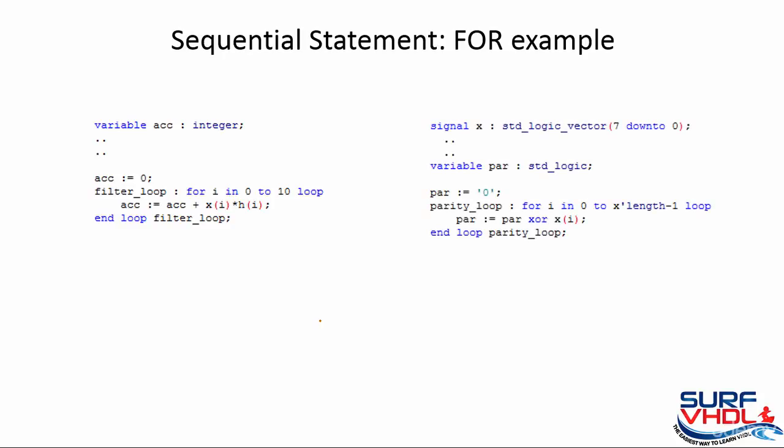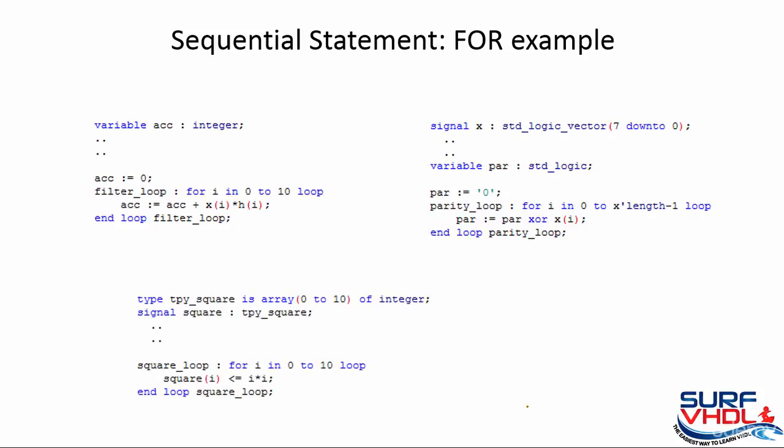This second example implements a simple parity checker. This VHDL code could be implemented in hardware. In this example, we have introduced the attribute length. This attribute returns the length of the dimension of x. In this example, x is declared as a standard logic vector 7 down to 0. The length attribute returns the value of 8.